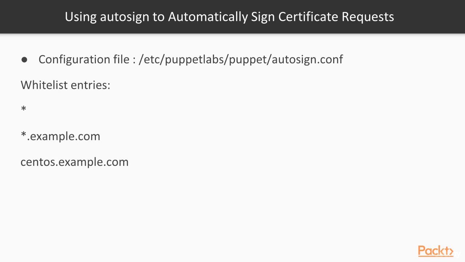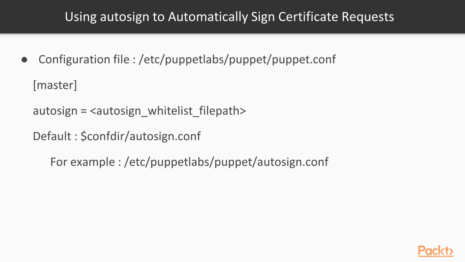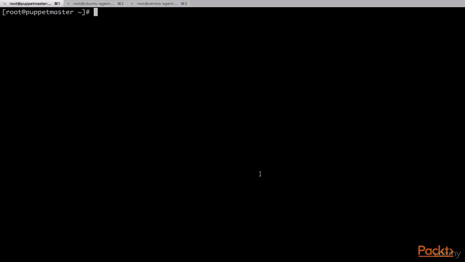By default, Puppet searches for the autosign.conf file in the default config directory, that is /etc/puppetlabs/puppet. If you choose to create this file in a different location, it can be defined in the puppet.conf file under the master section with the autosign parameter and then specifying the path of the autosign file. To see this feature in action, we will go to the /etc/puppetlabs/puppet directory and create a file called autosign.conf. And for now, we will accept all nodes which are from the .local domain.